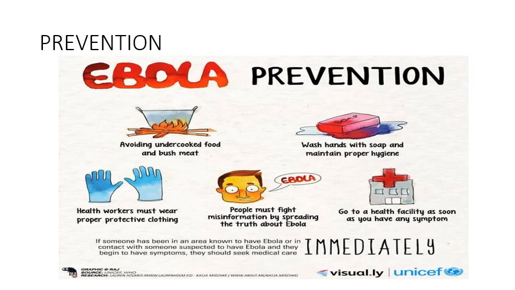Prevention of Ebola: avoid undercooked food and bushmeat, wash hands with soap, and maintain proper hygiene. Health workers must wear proper protective clothing. People must fight misinformation by spreading the truth about Ebola. Go to a health facility as soon as you have any symptom.